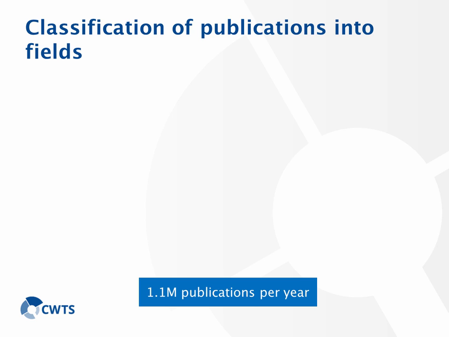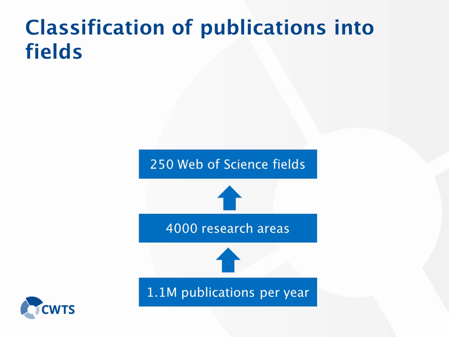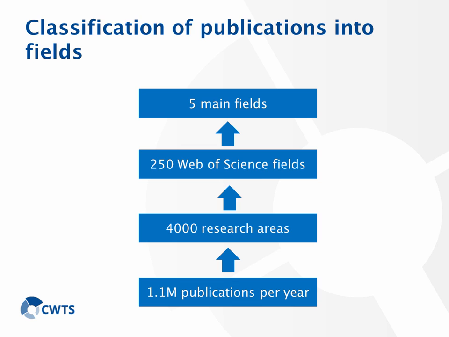In the Leiden ranking, publications are classified into 5 broad fields of science. This is done as follows. There are about 1.1 million core publications per year in Web of Science. Using a sophisticated computer algorithm, these publications are grouped into about 4,000 research areas. This is done based on citation relations between the publications. The 4,000 research areas can be linked to the 250 scientific fields defined in the Web of Science database. And these fields in turn are linked to the 5 main fields distinguished in the Leiden ranking. In this way, each individual publication is assigned to at least one of the 5 Leiden ranking main fields.